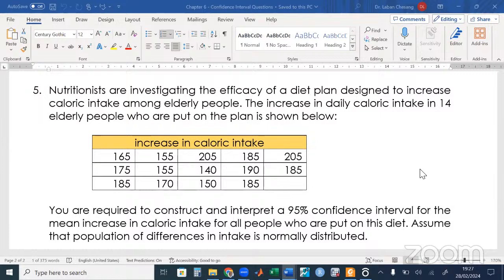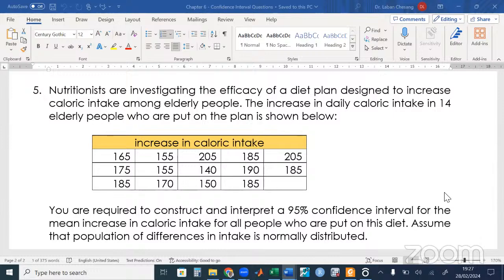Assume that the population of differences in intake is normally distributed. All right, good. There we go. So we have a question like that. They've just sampled 14 individuals, but many people have been put on this plan. They would like us to understand the average caloric intake for the entire group of so many people, but they've just sampled 14.